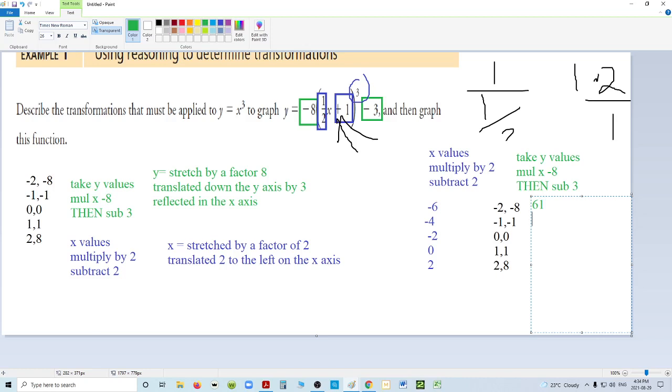When I multiply minus 1 by minus 8, I get positive 8. When I subtract 3, I get 5. When I multiply 0 by minus 8, I get 0, and subtract 3, I get minus 3. When I multiply 1 by minus 8, I get minus 8, and then subtract 3, I get minus 11. Finally, 8 by minus 8 is negative 64, and I subtract 3, it is negative 67.